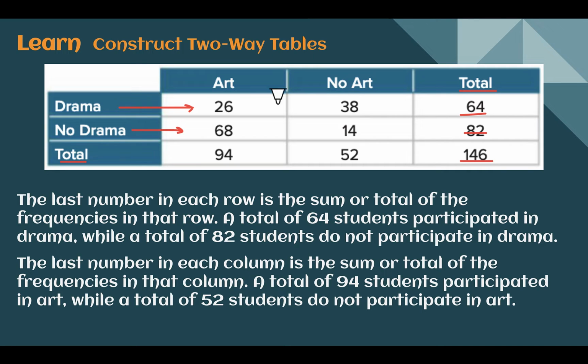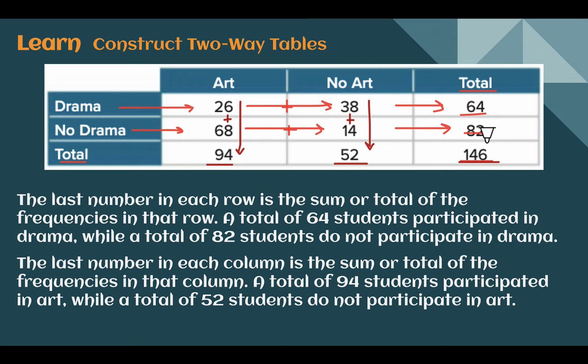We get these totals by adding across till we get to our total. So 26 plus 38 was 64. 68 plus 14 is 82. In each column, we also have a total. We get these by adding down. So 26 plus 68, there were 94 students in art, regardless of if they were in drama or not. There were 52 students that were not in art. Again, we don't even take into account if they were in drama. We just add them, no arts together.